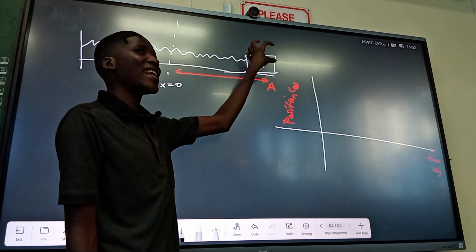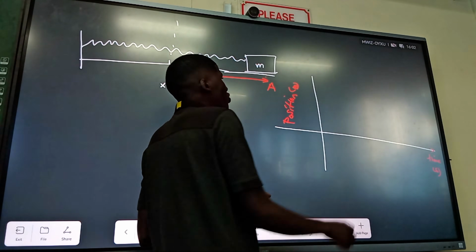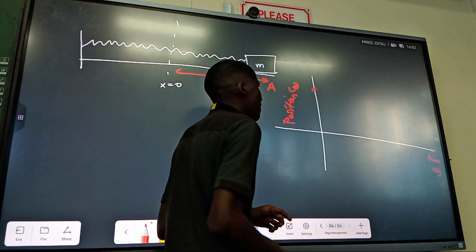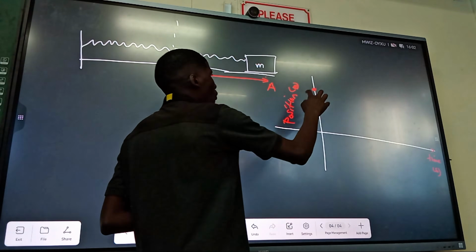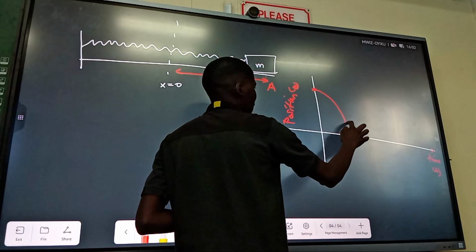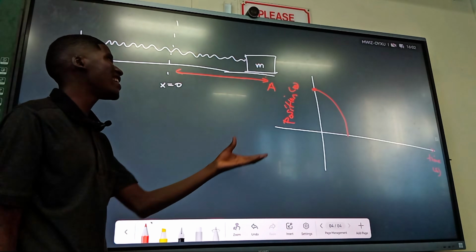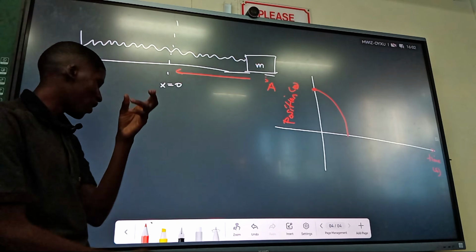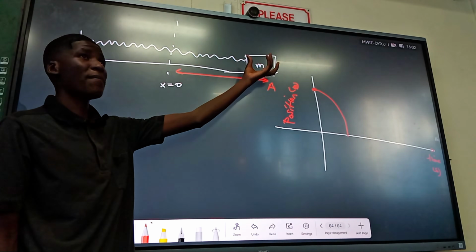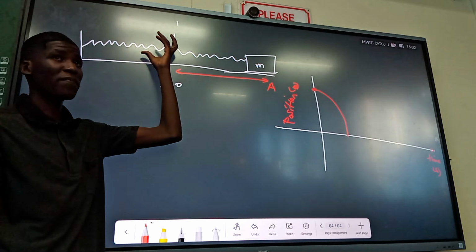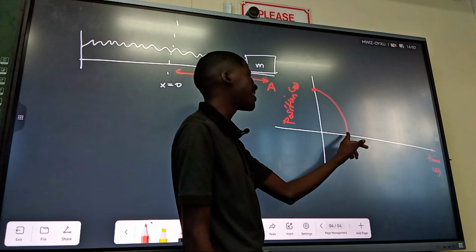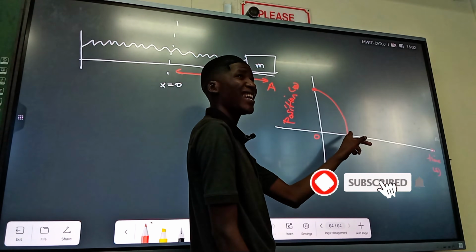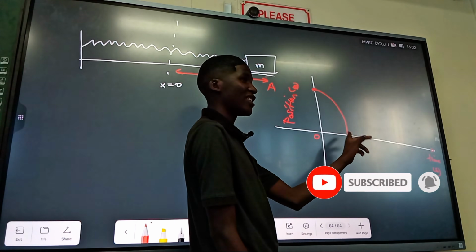So your block, at its amplitude, is at its maximum position. When it moves from here to here on your graph, this represents the object moving. So it has moved from the maximum position to the equilibrium position. Remember, at the equilibrium position, x is 0. That's why your graph must touch the x-axis at the equilibrium position.